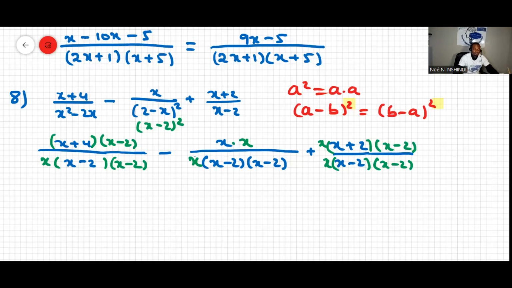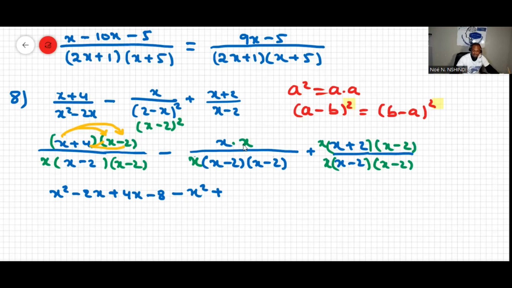This x plus 4 times x minus 2, we will do x times x, and then x times negative 2, and that will be x squared minus 2x, and then negative 4 times x and negative 4 times negative 2. That would be positive 4x and then negative 8. Over here it's just going to be x squared minus x squared, and then plus.